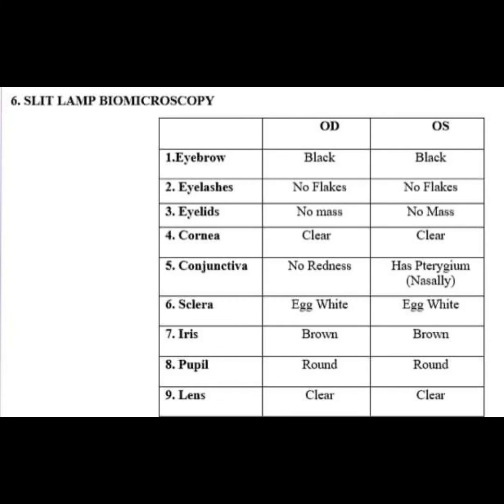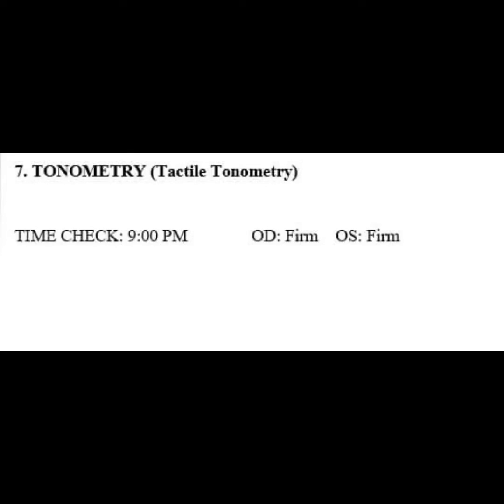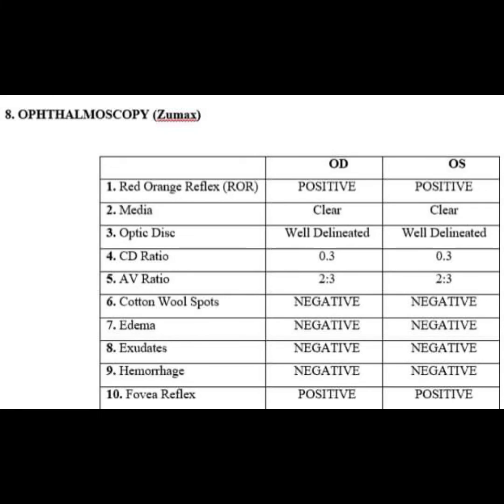Sixth, sclera, OD, OS egg white. Seventh, iris, OD, OS brown. Eighth, pupil, OD, OS round. Ninth, lens, OD, OS clear. Number 7, tonometry. I did tactile tonometry. Time check 9 p.m. OD, OS firm. Number 8, ophthalmoscopy.